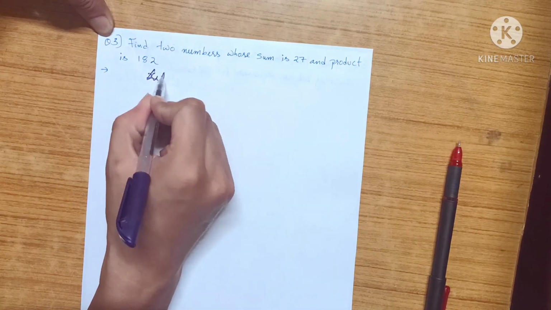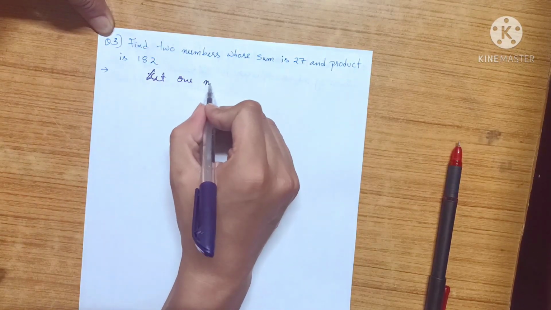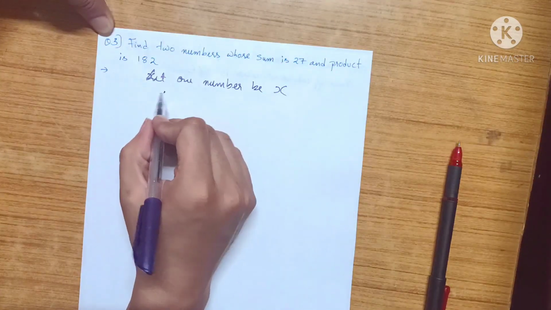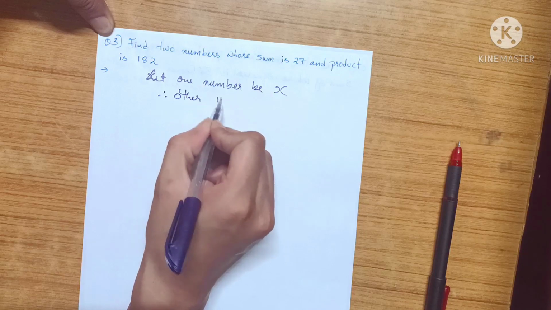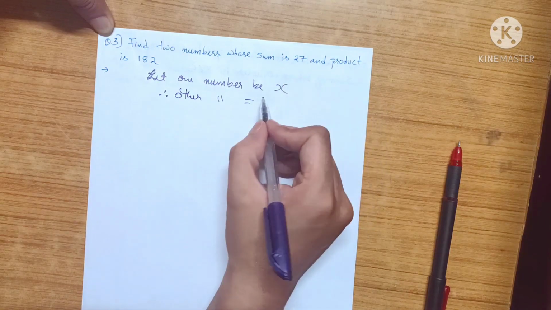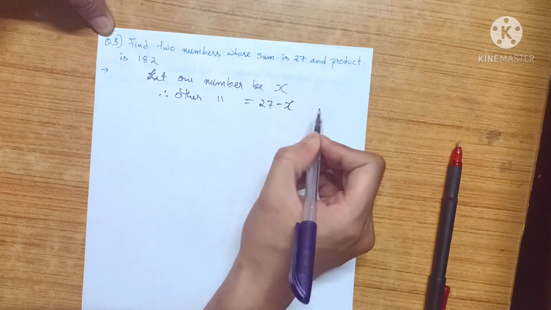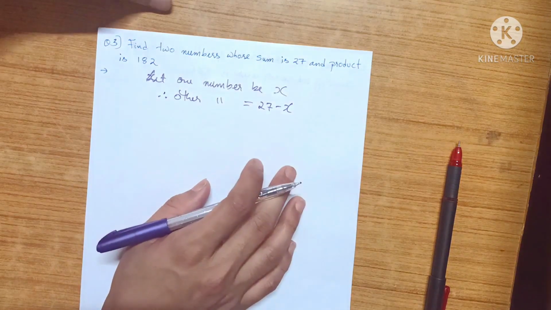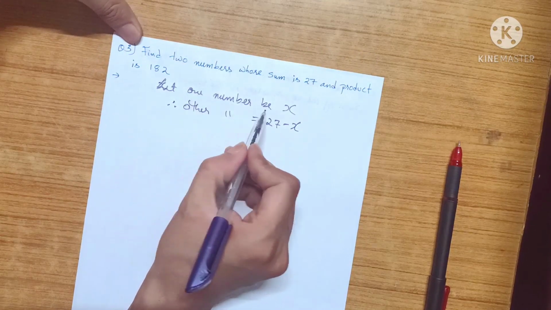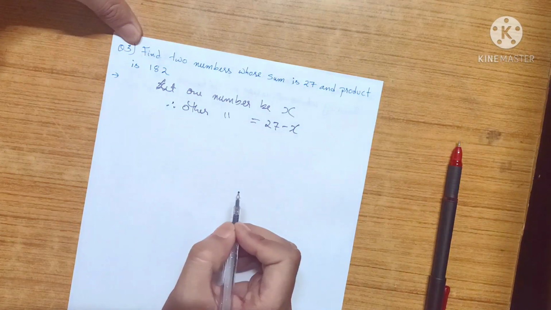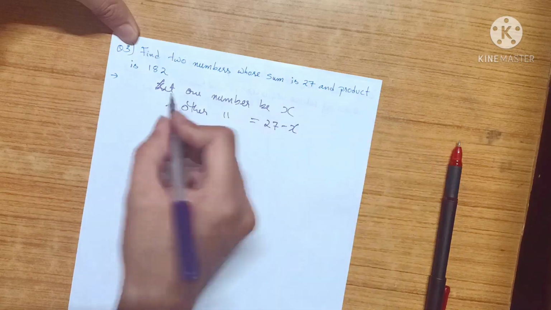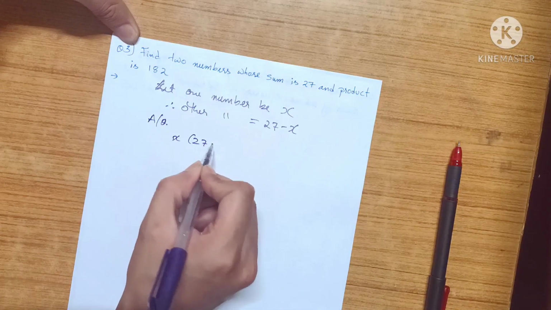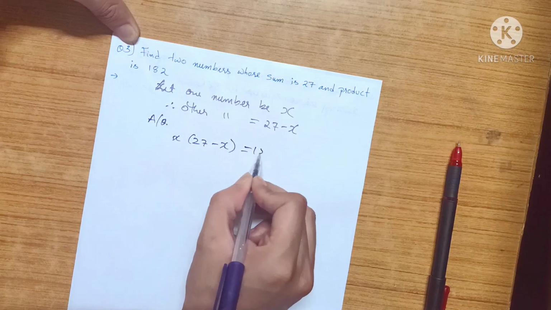So let one number be x, therefore the other number will be, since the sum is 27, 27 minus x. Got it? Last time also we did almost the same one. So let one number be x, the other number will be 27 minus x. Now the product is 182, so simple. x into 27 minus x equal to 182.